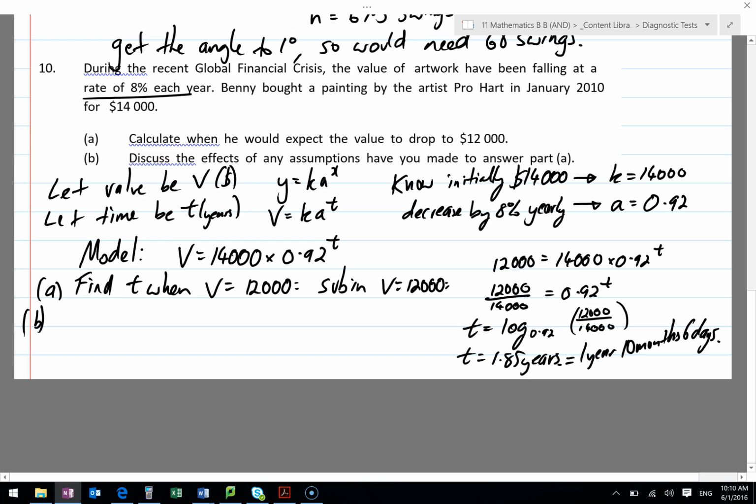Okay, part B, discuss the effect of any assumptions that you've made. So the huge assumption that we made setting up this model is that the rate stays the same. We have assumed that the rate of decrease stays the same for how long? The next 2 years.